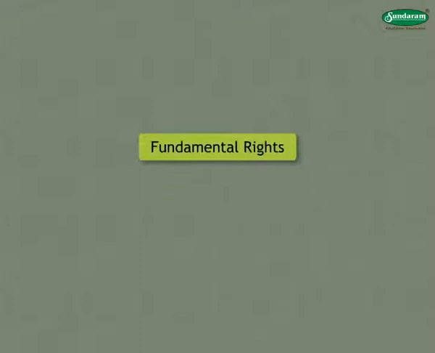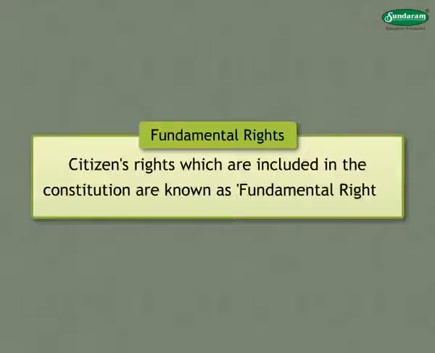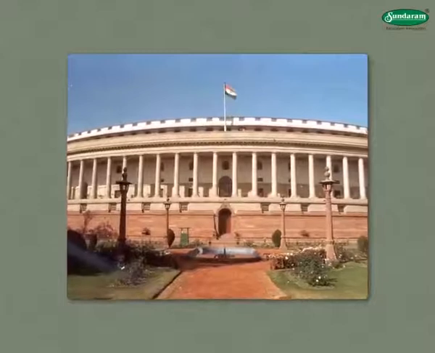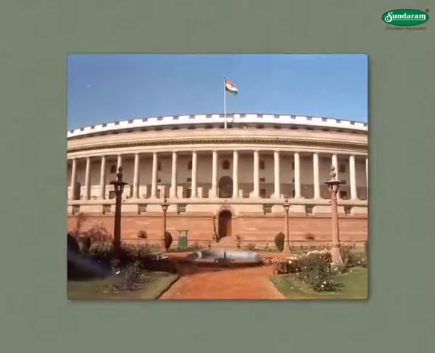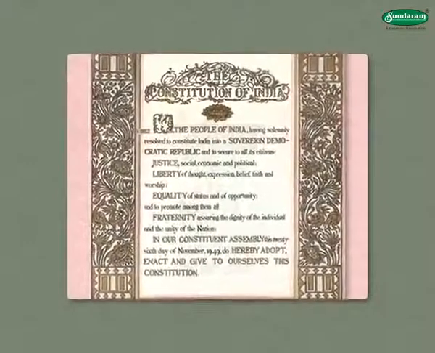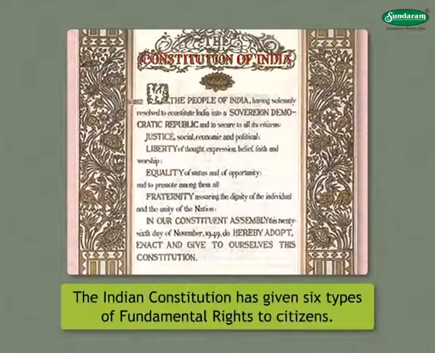1. Fundamental rights. Citizens' rights which are included in the Constitution are known as fundamental rights. The government cannot make any laws that violate these fundamental rights. It is very important to safeguard the fundamental rights in this way. The Indian Constitution has given 6 types of fundamental rights to citizens.